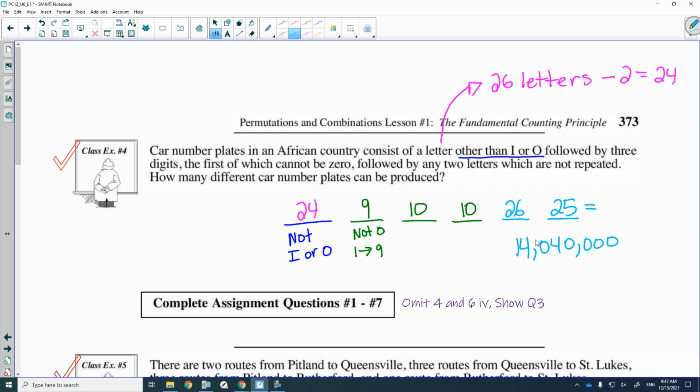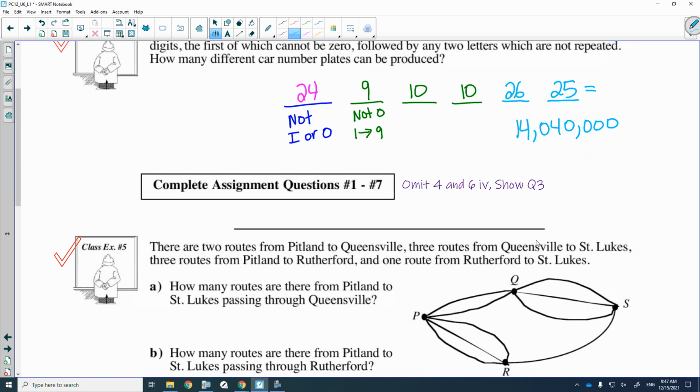14 million choices. Here are your homework questions, and I'm going to do a couple with you. I just want you to not do number 4, and for number 6, don't do part 4.